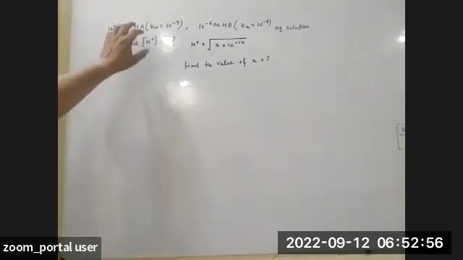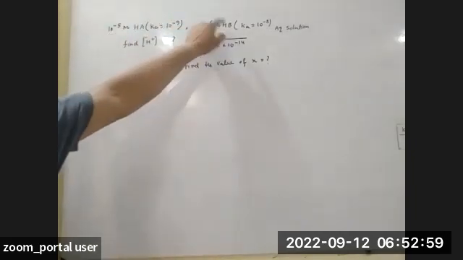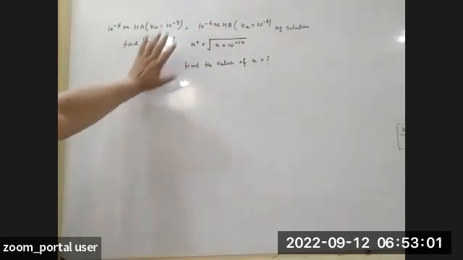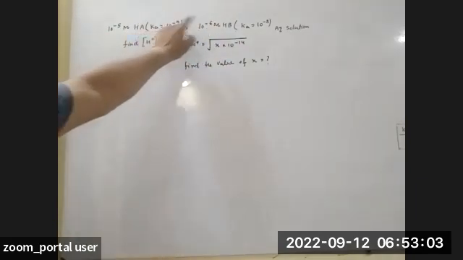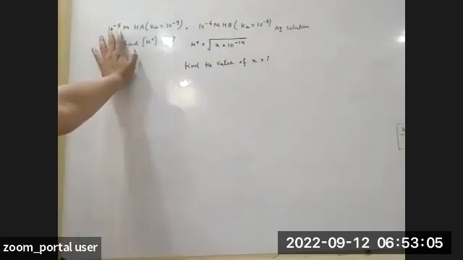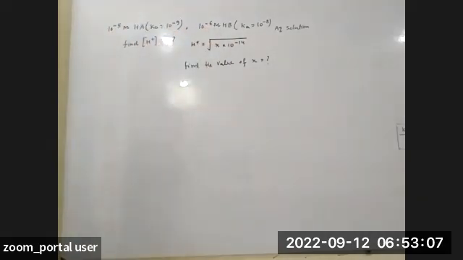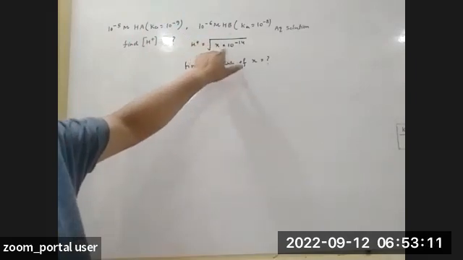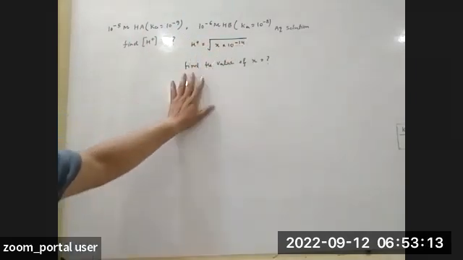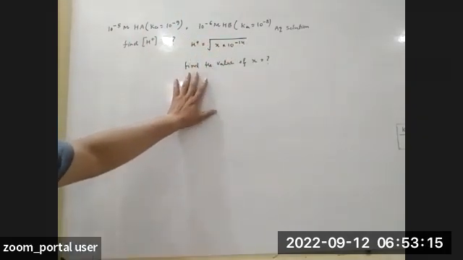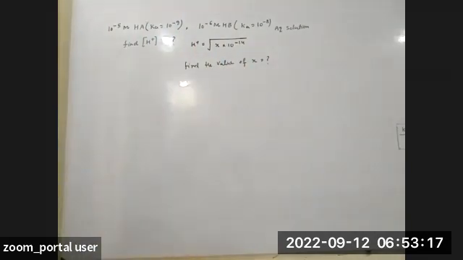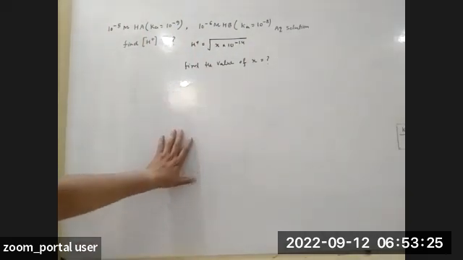It is a mixing of HA and HB. Both are weak acids, okay? Both Ka are given, and the concentrations of both acids are given. If the total H plus ion concentration is root x into 10 to the power minus 14, then we have to calculate the value of x. You all can answer quickly, one by one.